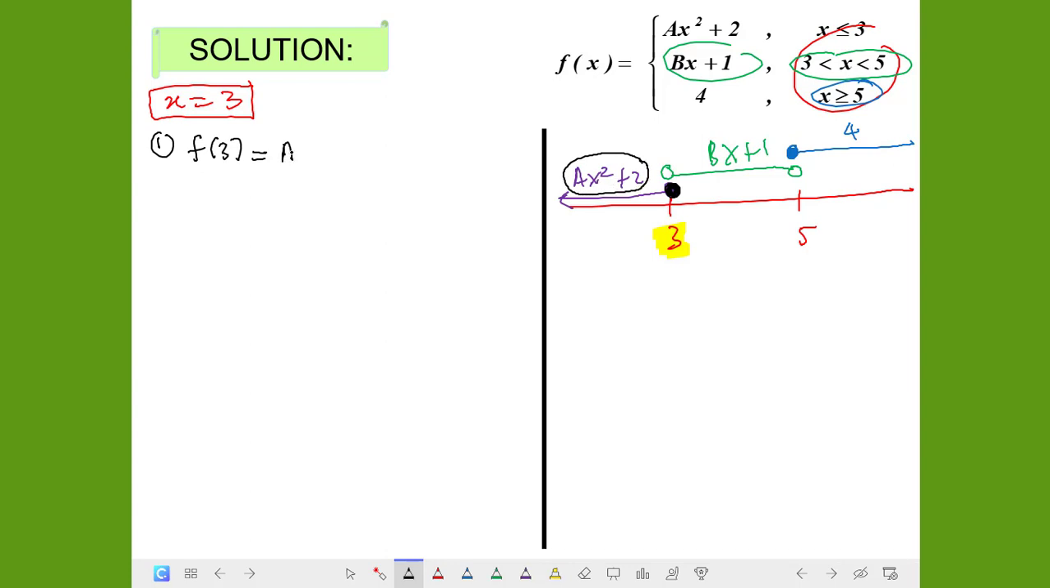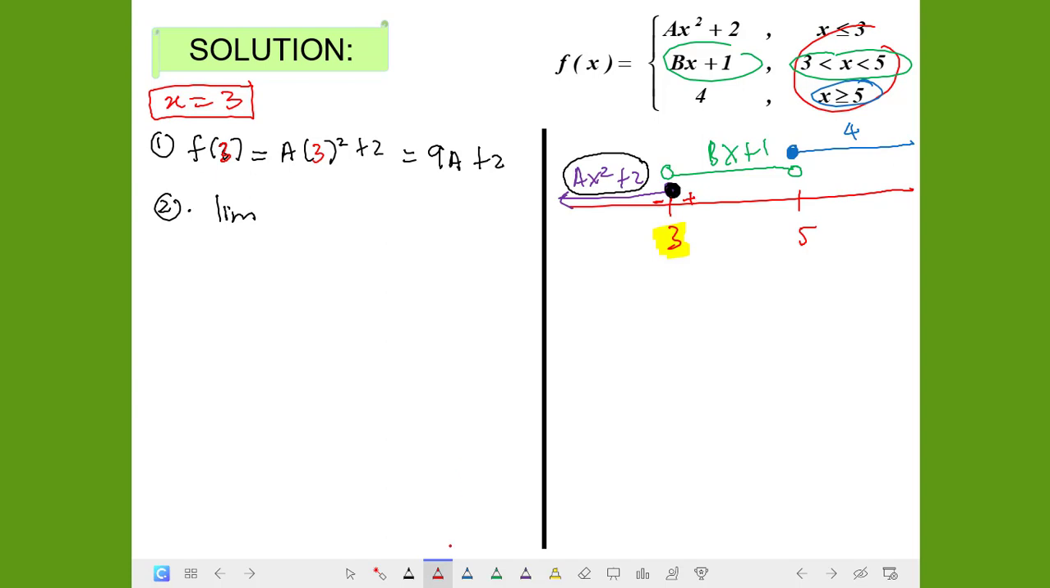So a x squared plus 2. Substitute 3, and this is equal to 9a plus 2. So consider this equation 1. The second step, find the limit. Check before you choose the limit on the left and also on the right.